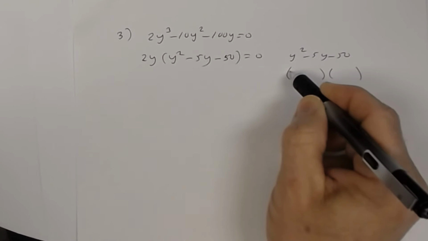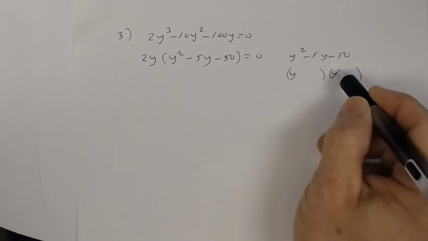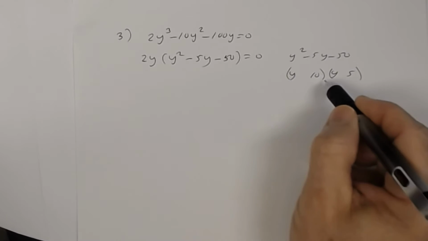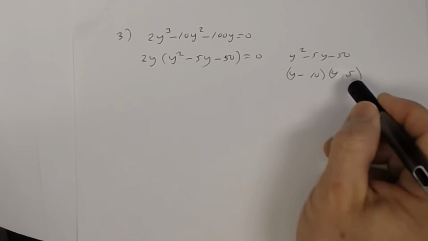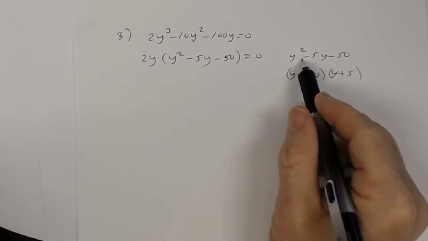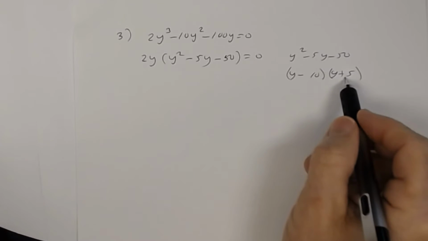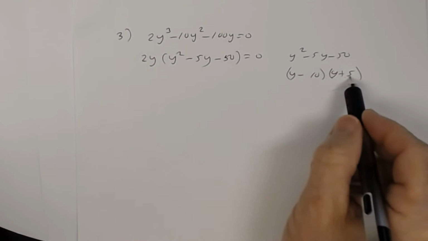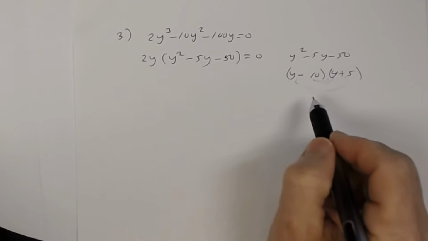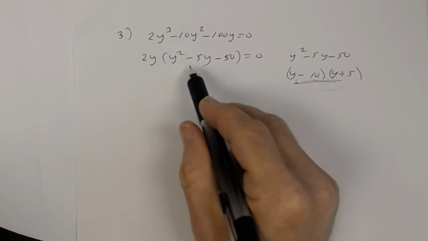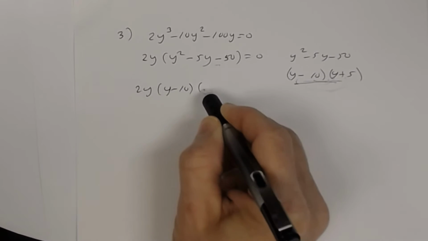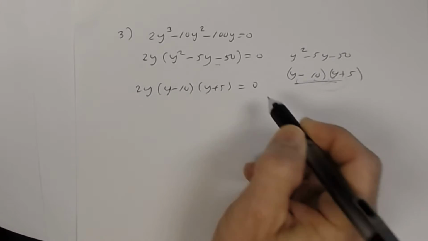So when you factor this, it looks like the factors that are going to work will be 10 and 5. So I need 10 here, 5 here, and it turns out that the 10 will be negative and the 5 will be positive. To always check, y times y is y squared. A negative 10 times a positive 5 is a negative 50. The outer is 5y, the inner is negative 10y, and when I add them up, I get negative 5y. So that's going to go here now. So I get 2y times y minus 10 times y plus 5 equals 0.